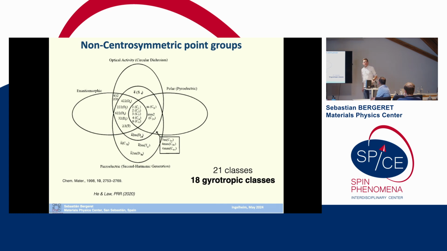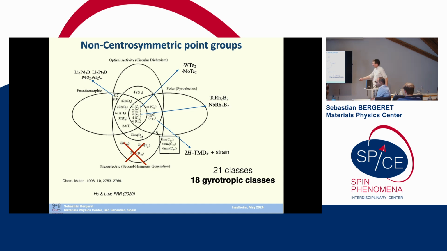Good. Let's go microscopically. What are the materials? I don't know if you can see that. These are the non-centrosymmetric point groups. I take it from that journal. There are 21 classes and 18 are gyrotropic. So if we exclude these 3, all the rest can show the spin galvanic effect.